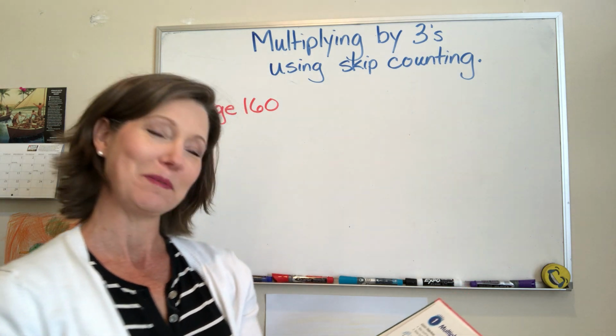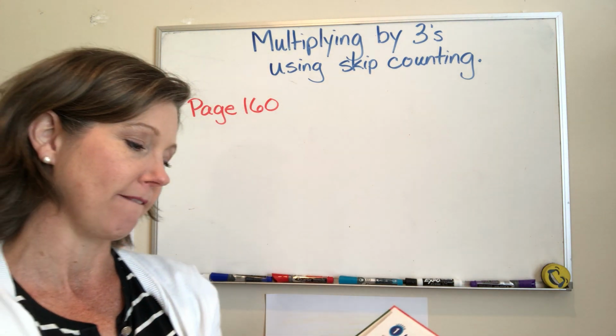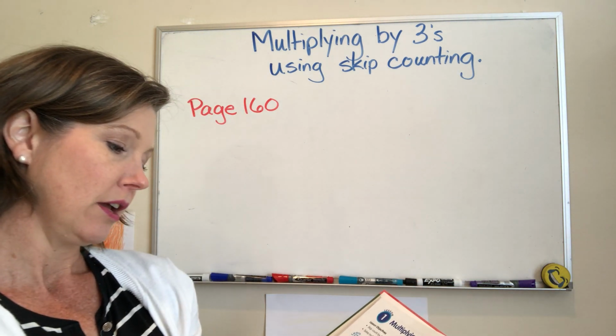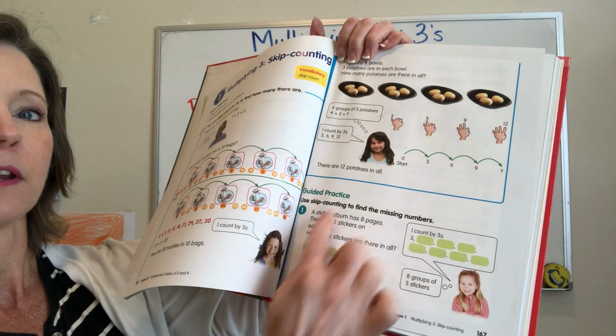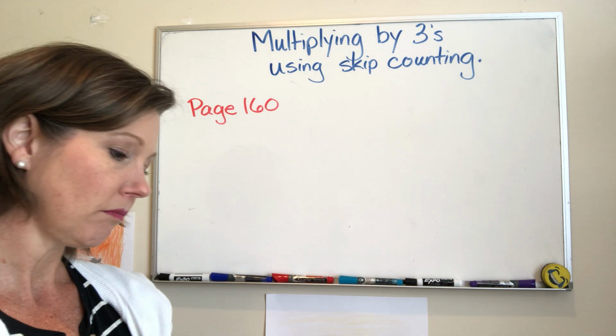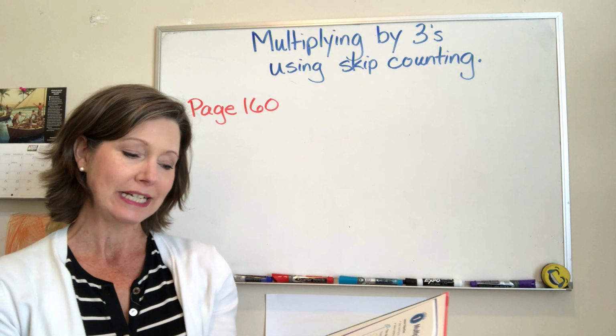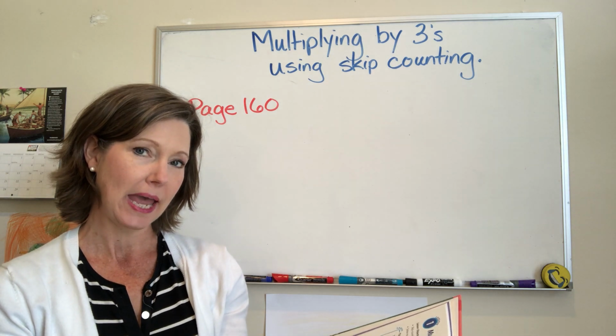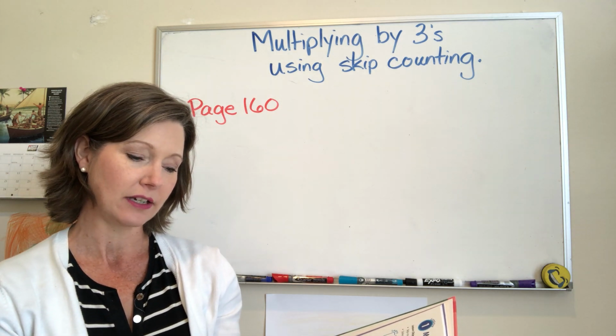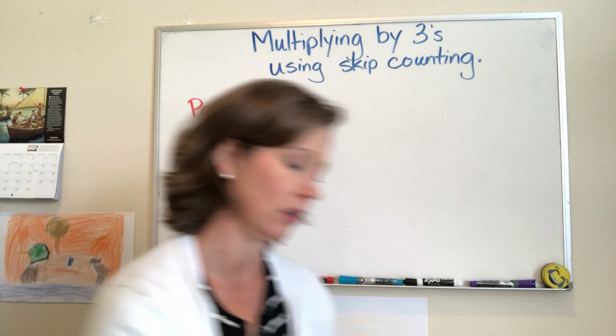All right, if we move on to page 167, I want to show you something very important on number 1 at the bottom of the guided practice right here. You see this part right here? I want you to look right there. A sticker album has 8 pages. There are 3 stickers on each page. How many stickers are there in all?